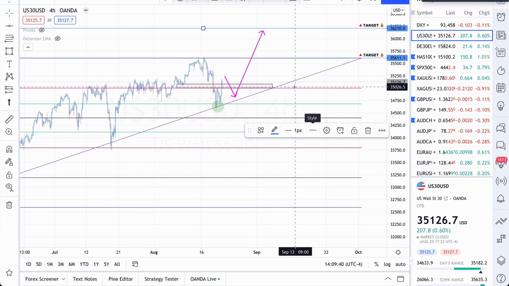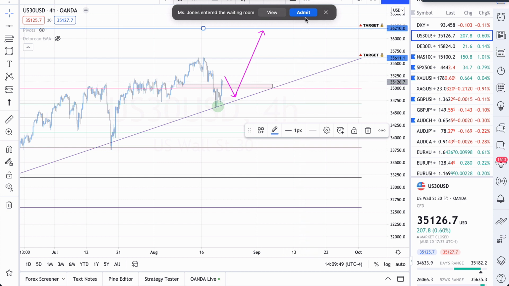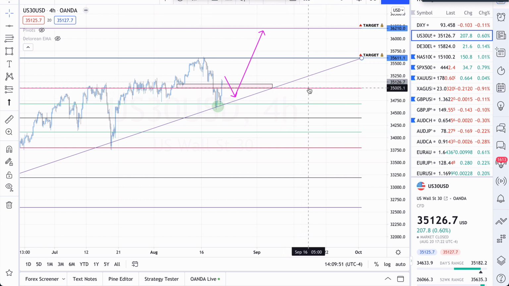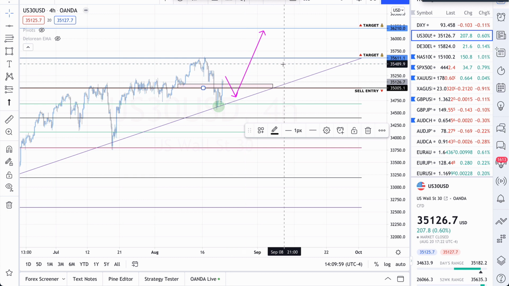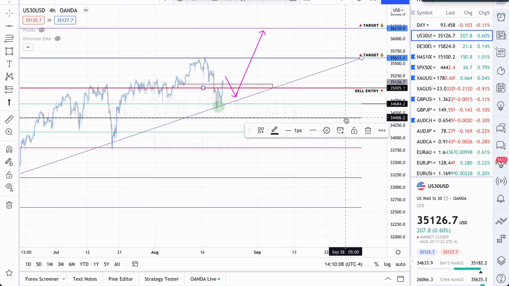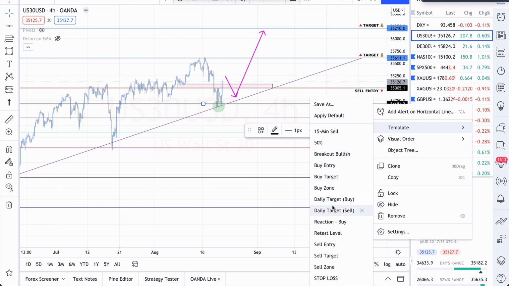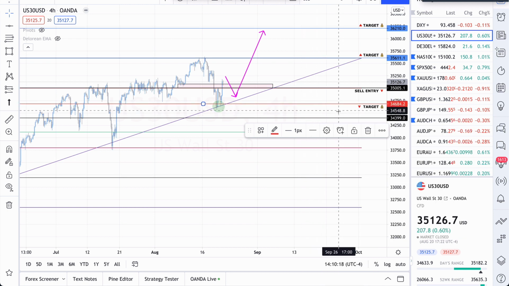If it breaks below this red line, this will be your sell zone right here. And then the targets would be Fibonacci levels. Immediate targets would be Fibonacci levels. This is on a 4-hour.